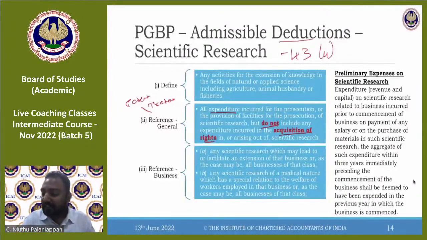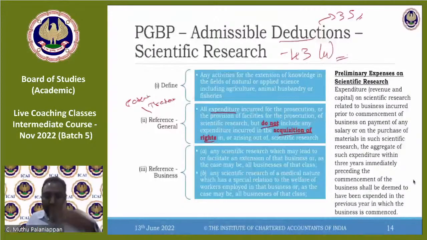See, the deduction for scientific research is discussed in section 35. The 43.4 that we are saying is the definition of scientific research. And sometimes you might be involved in a scientific research business. Your business activity itself is scientific research. So any scientific research which may lead to facilitate an extension of that business or the case of all business of that class. Because of various scientific research, I am expanding my business. I am extending the facilities of my business. So if I'm doing anything related to that, then that is also scientific research.